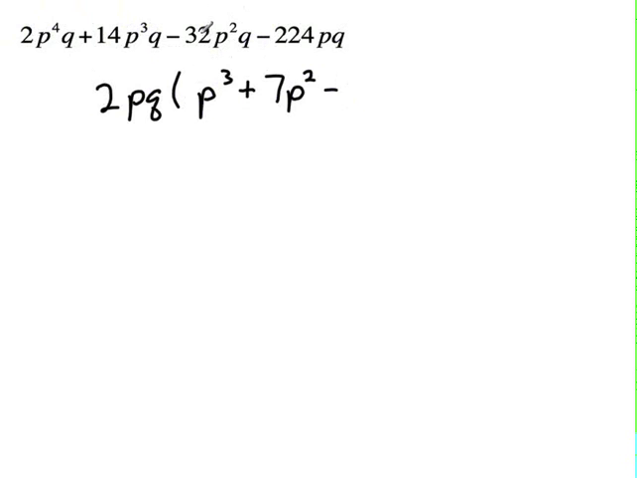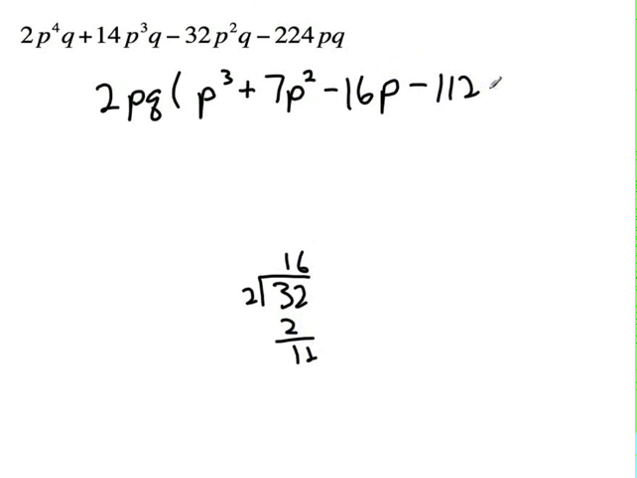32 divided by 2, if you don't know, you can always just do it longhand. 2 goes into 3 once, so that's going to be 16. The p, take out a p, take out the q, and the minus 224 divided by 2 is 112. And the p and the q are both gone. So, there's that.